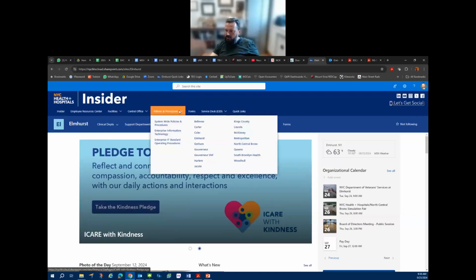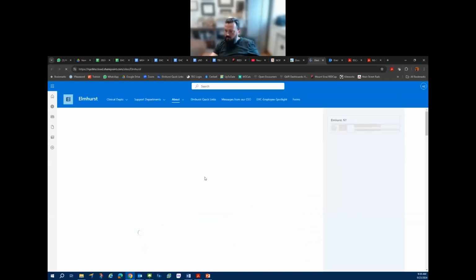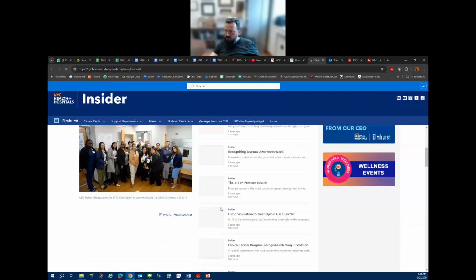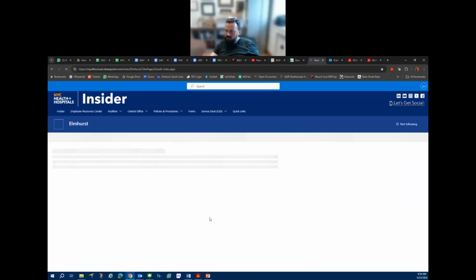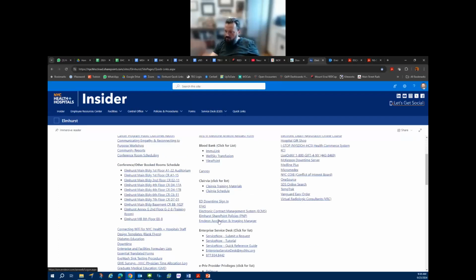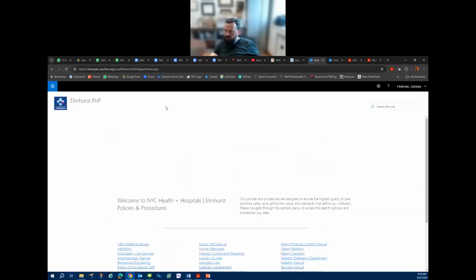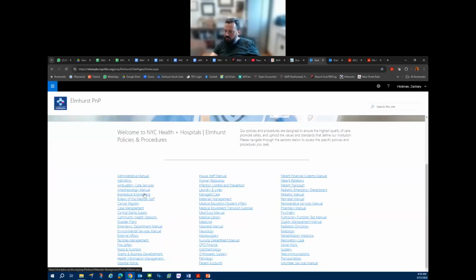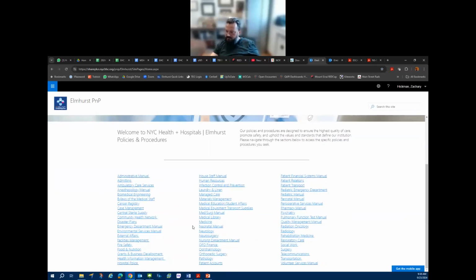You can go to Elmhurst there, which I guess is also on the main intranet page. Another way is to click on quick links and go down to Elmhurst SharePoint policies. But probably the easiest thing is just to use the policies and procedures drop-down at the top. This is where you can get all the policies and procedures at Elmhurst.